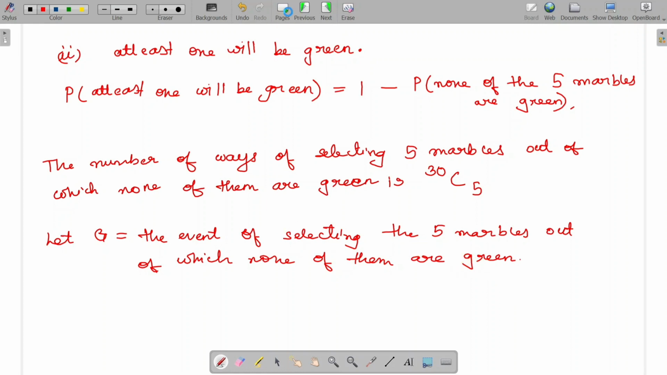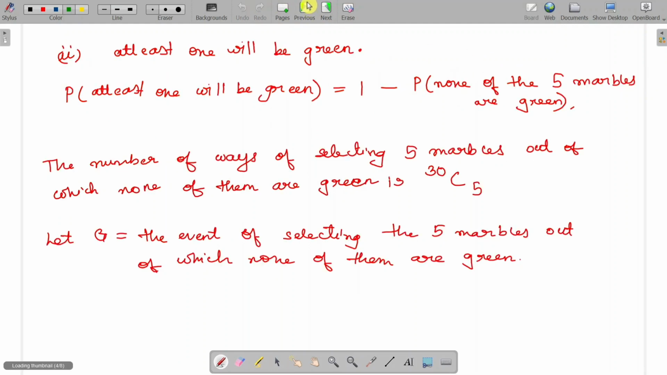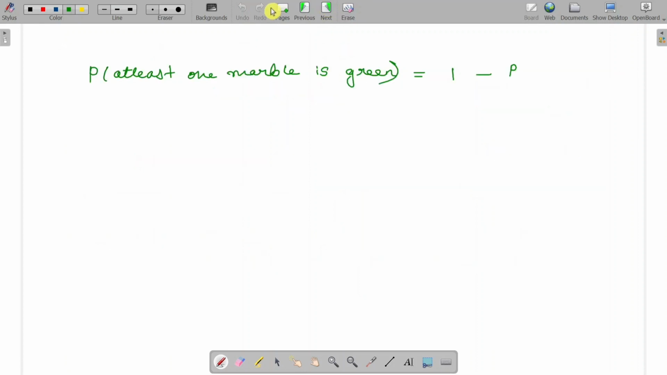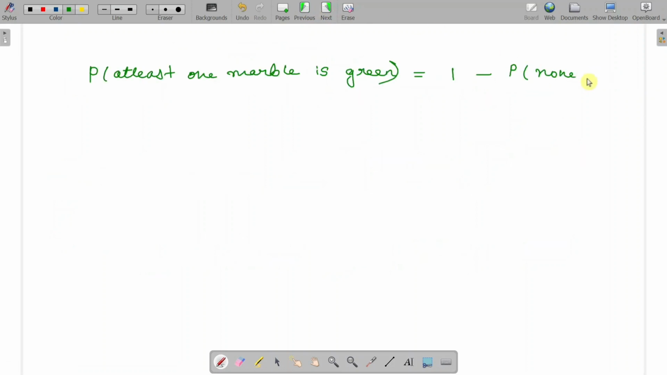Okay, so what we have to now find is this. We will get the probability that at least one marble is green is equal to 1 minus the probability that none of the 5 marbles are green. So this is already written in the previous page.